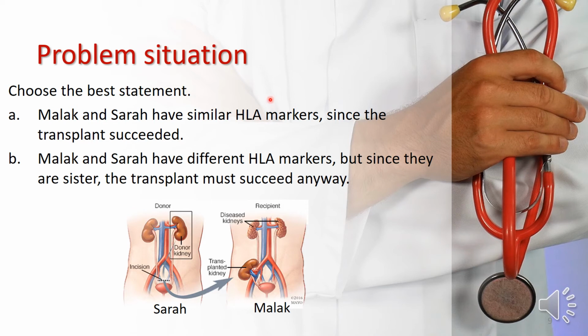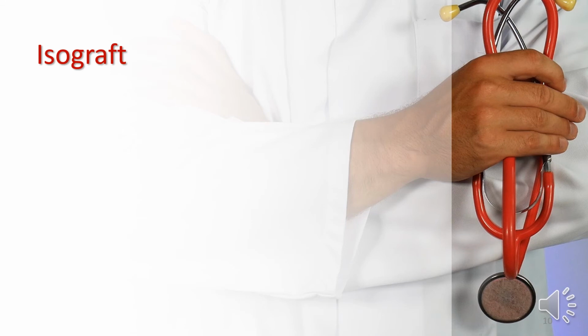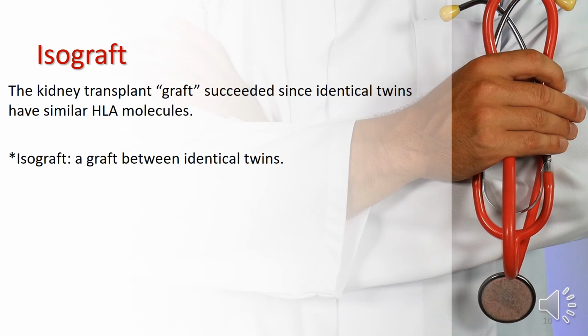Remember, HLA markers, they are like identification cards found on the surface of nucleated cells. So since the transplant succeeded, that means that Sarah and Malak have similar HLA molecules. Because even if people are related, that does not mean that they will have similar HLA molecules, meaning that transplants are not necessarily accepted. So this type of graft is called an isograft. So since the kidney transplant, meaning the graft, succeeded in identical twins, that means that they have similar HLA molecules.